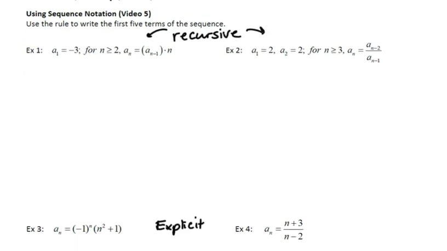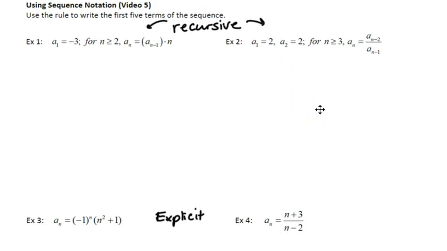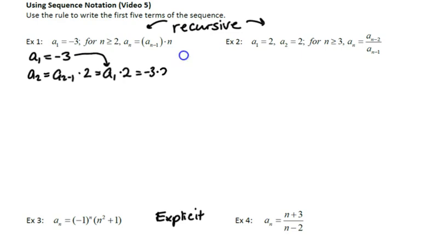So when we work with a recursive sequence, we start by listing any given sequence term. So we start out with a sub 1 equals negative 3. So we have our first term. For n greater than or equal to 2, then we start using the formula. So a sub 2 is equal to, now substitute a 2 everywhere there is an n: a sub 2 minus 1 times 2. Well, a sub 2 minus 1 is a sub 1 times 2. Well, what's a sub 1? Negative 3. So negative 3 times 2 is negative 6. So there's the second term in the sequence. So here's the first term, there's the second term.